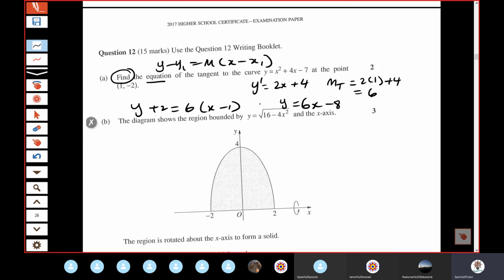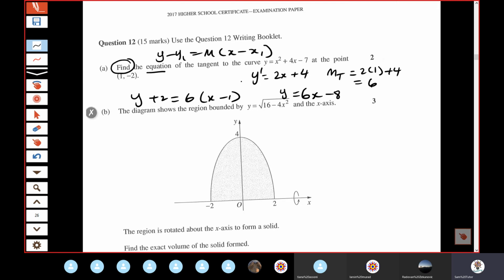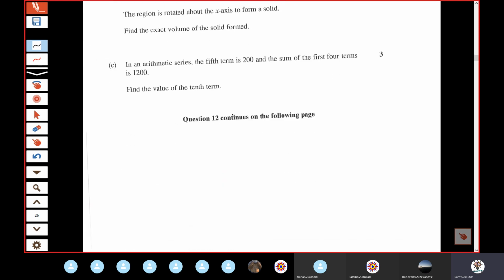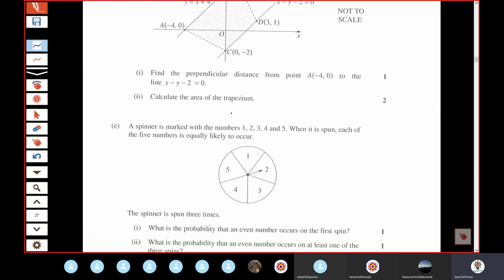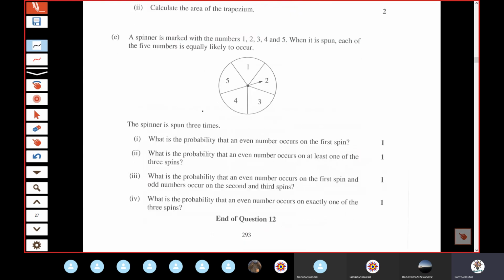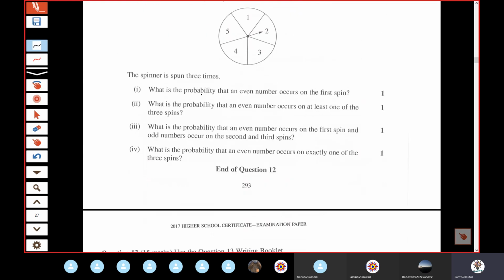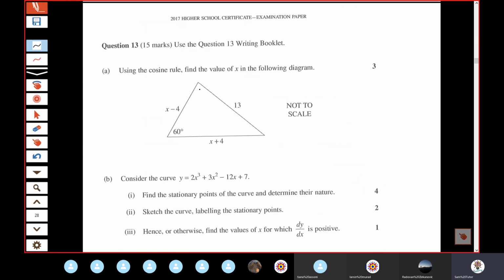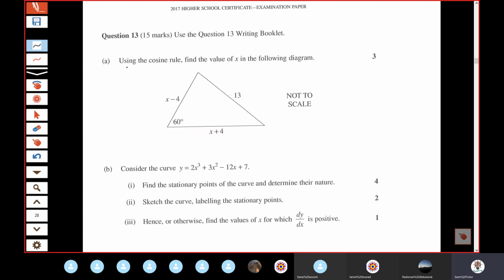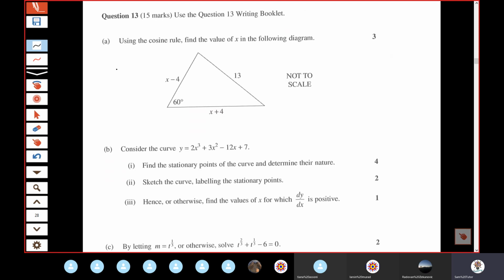All right, next. Any questions about that one? We're used to that by now, equation of a tangent. And in arithmetic, that's C12. Probability, I'll see if that's year 11 or 12 in a second. Using the cosine rule.